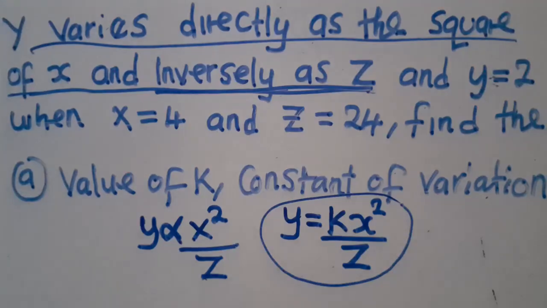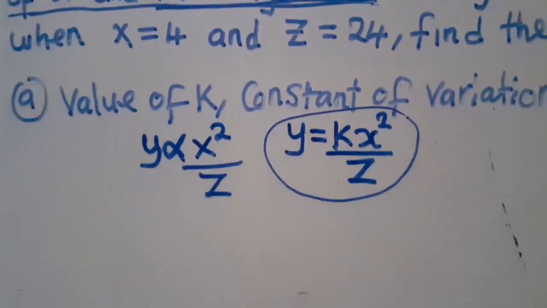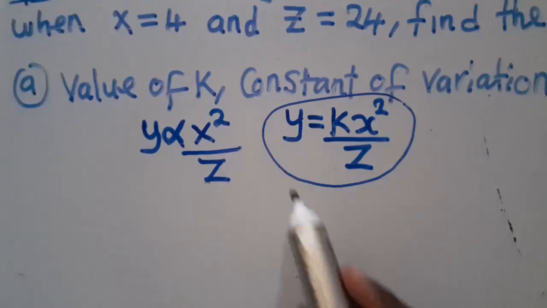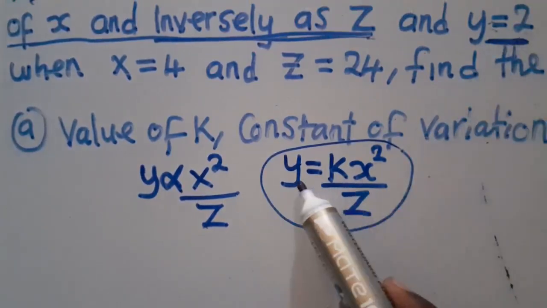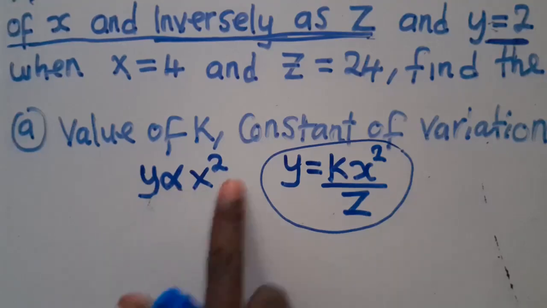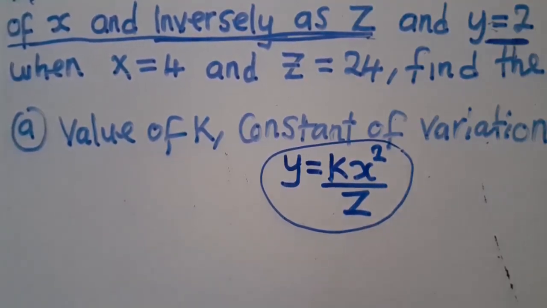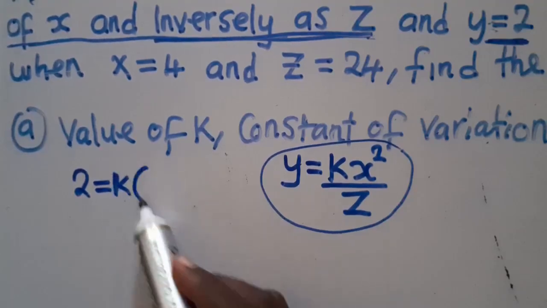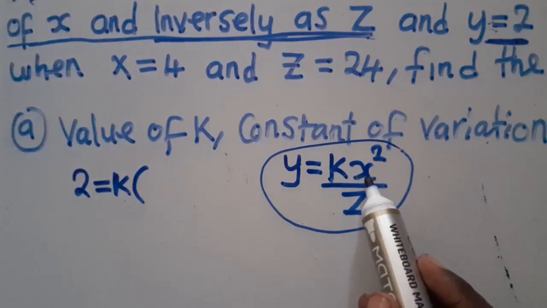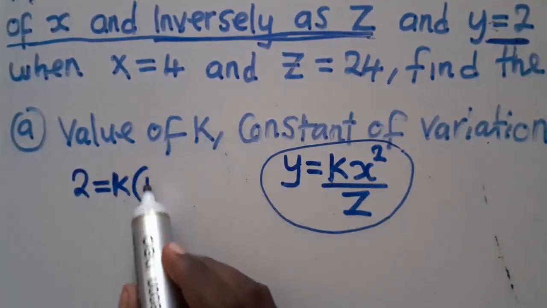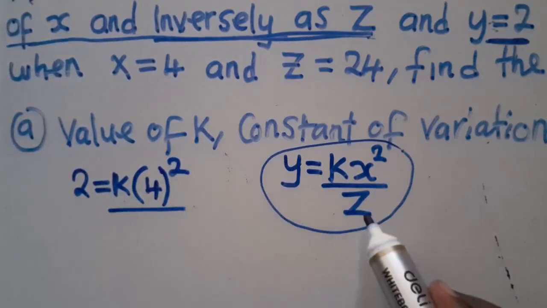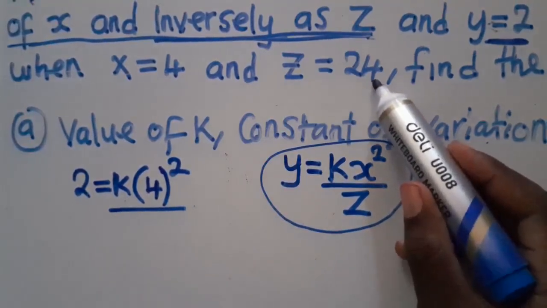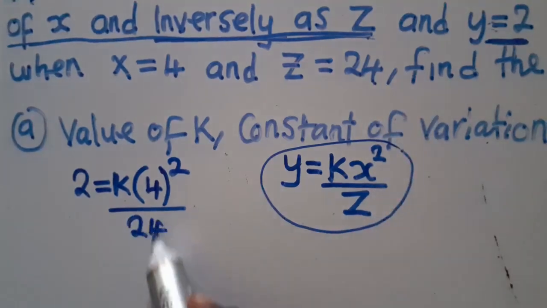So we just substitute now in the equation that we formed. What is the value of y? y is equal to 2. So where there is y, I put 2. So I'll say 2 is equal to k times, what is the value of x? x, I'm given that it is 4. So I'll say 4 in brackets, then squared. Then what is my z? My z is 24. So I put my 24 there.